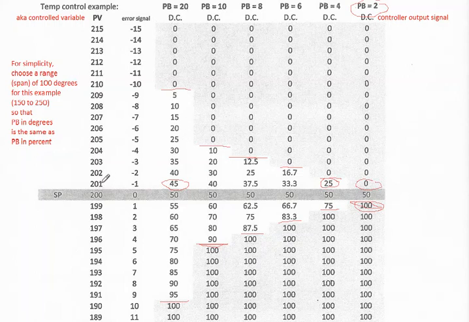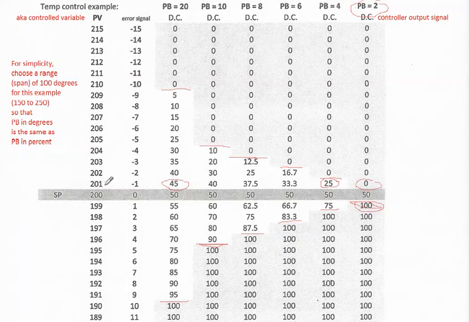Because for each 1% change in the process variable, 1 degree with a span of 100 is 1%. So we've got a 1% change in the process variable, also a 1% change in the error signal, but a 1% change in the process variable caused a 5% change in the controller output signal. That's a gain of 5. A 1% change in the process variable over here caused a 25% change, right?